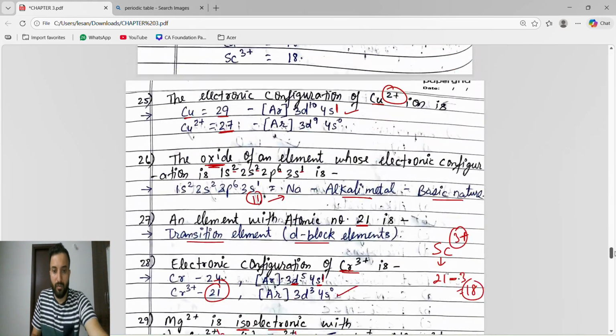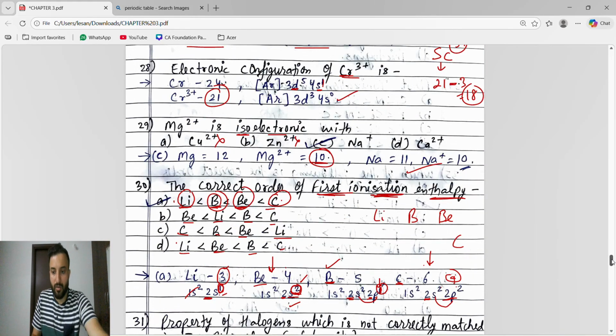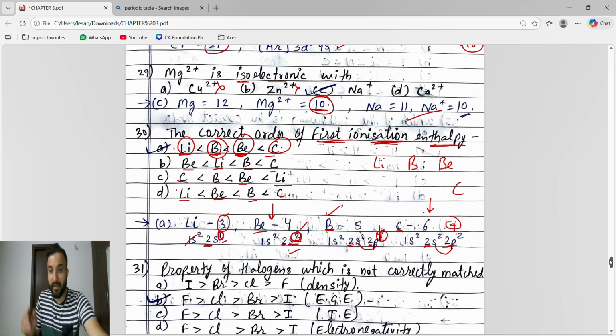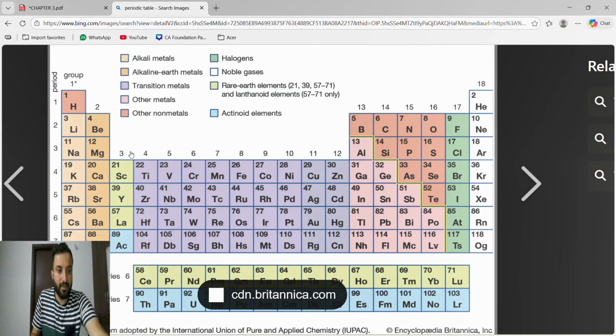So now check it out. Along the period it is increasing, so which is more, guys? Lithium is here, beryllium is here, boron is here, carbon is here. So along the period it's increasing, so which is the highest? Carbon is the highest.